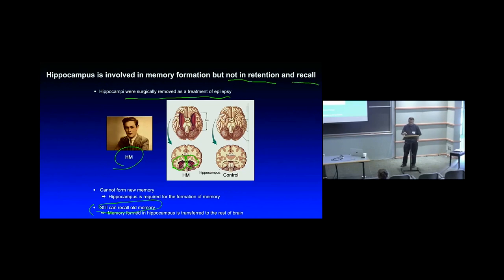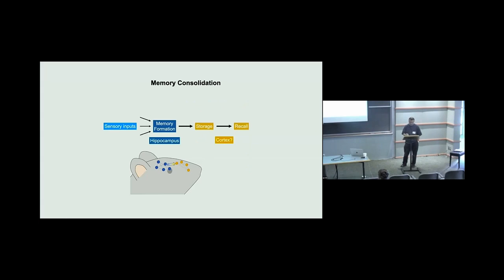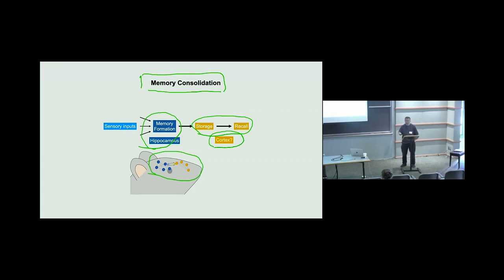So now we think that there is a process called memory consolidation. First, the hippocampus is involved in memory formation, but then the memory is transferred to the rest of the brain, most likely the cortex, for long-term storage and recall. This overall process is called memory consolidation. What is ongoing during memory consolidation has been a mystery, and that's what I'm going to talk about today.